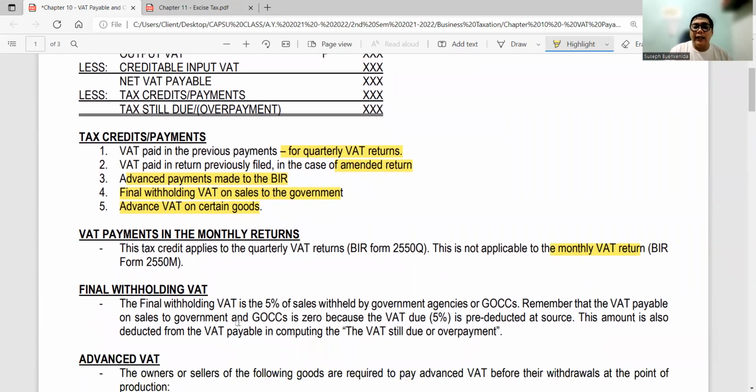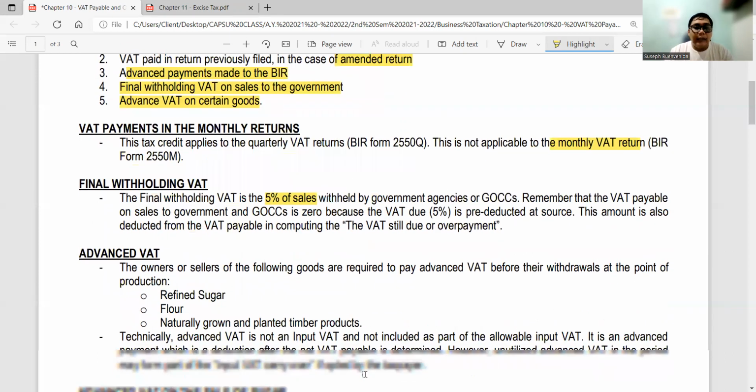Next, final withholding VAT, right? The final withholding VAT is the 5% that we discussed last time, withheld by the government and GOCCs. Remember that the VAT payable on sales to government and GOCCs should be zero. The 5% that they withheld, given the 7% will be your input VAT, the 12% VAT less the 7% standard input VAT, the 5% withheld should be treated as VAT payments.